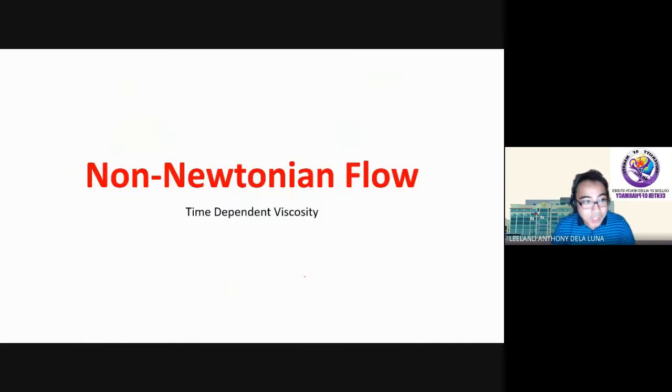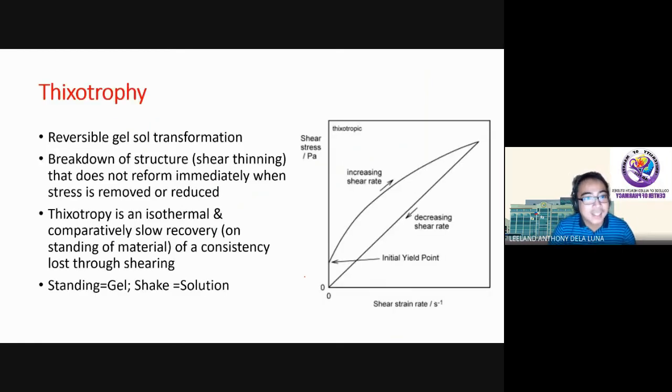Okay? Now, what about those class for time-dependent non-Newtonian flow or non-Newtonian fluids? So we have two types class, thixotropic and rheopectic. Okay? Thixotropic class, ito yung sinabi ko sa inyo before. An example of which would be ketchup. Okay? So it's a reversible gel-sol transformation. What do I mean by this? Okay, it becomes gel, nagiging solution siya, ibig sabihin nagiging fluid siya, kapag you apply force to it. Pero if you leave it to stand on its own, wag mong gagalawin, pwede siyang bumalik class sa kanyang gel formation. Okay, sa kanyang gel-like structure.